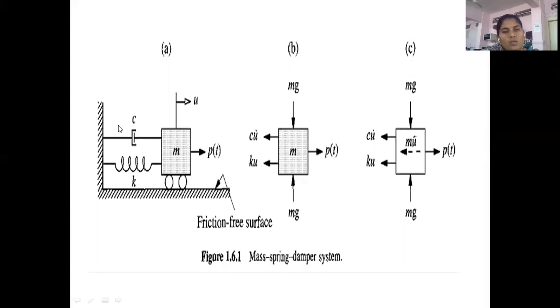Okay. So first you understand what is this diagram over here. That is Figure number A. You should understand this diagram first and then we'll move towards the next point. Whatever the forces come under the system only.